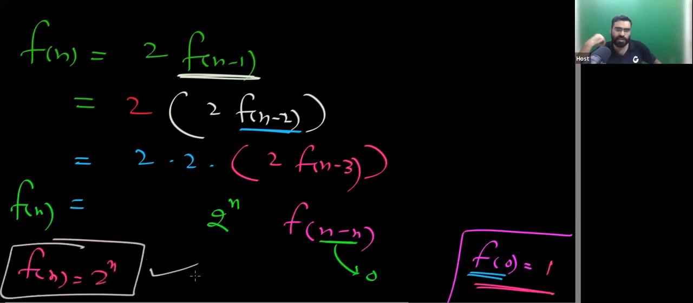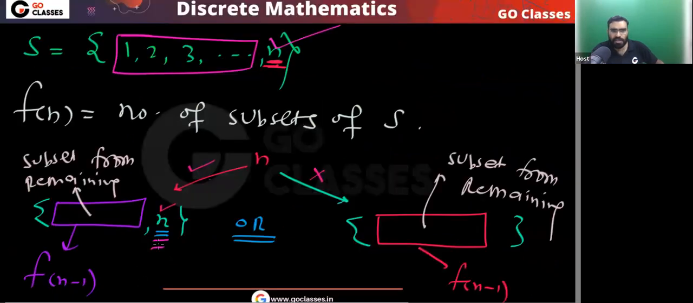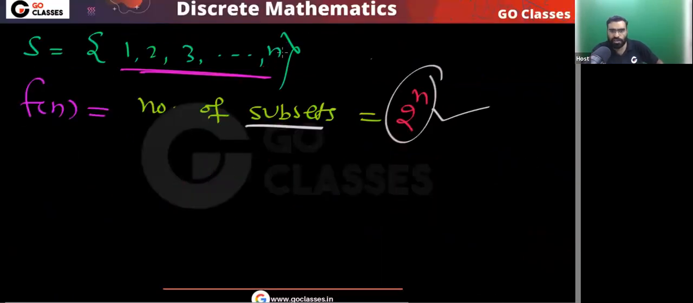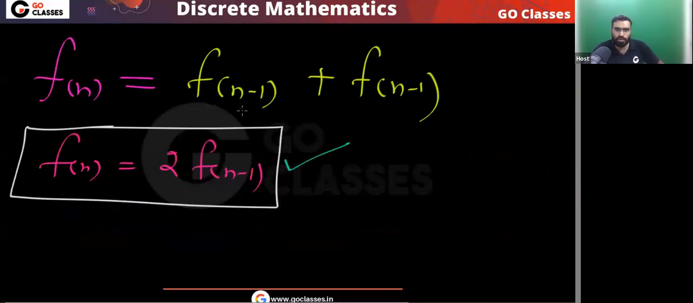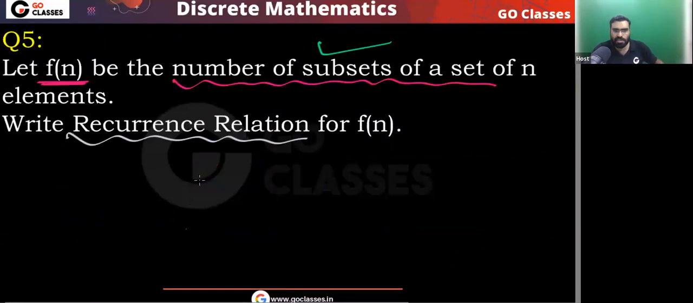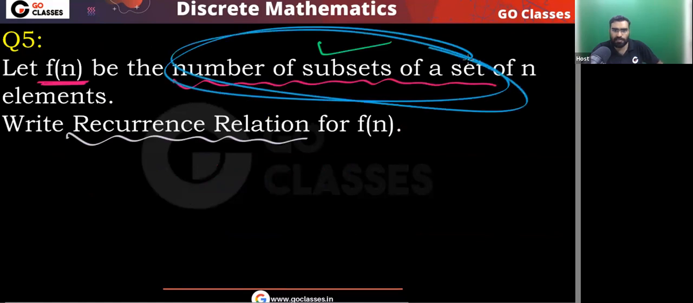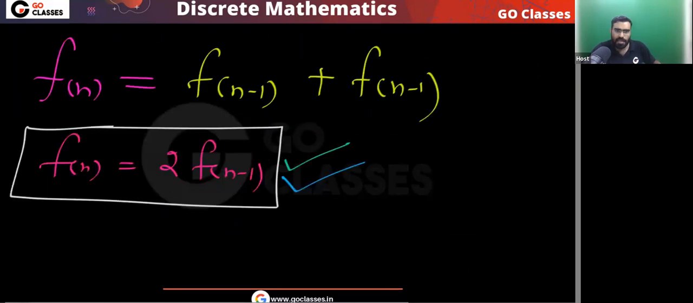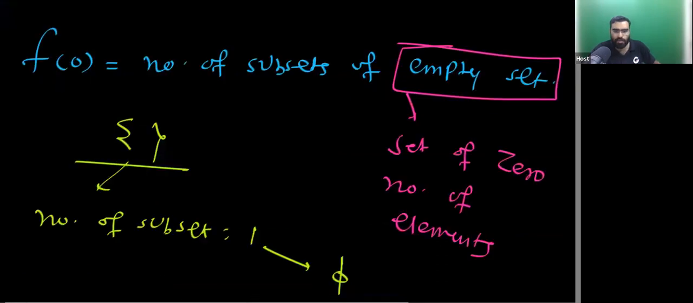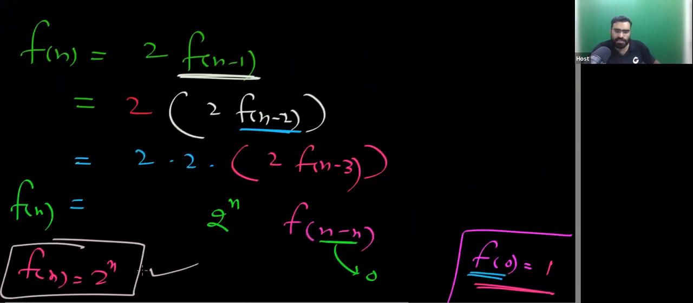This method, did you find it interesting? See, you already know the answer is 2 power n. But did you find this recurrence relation interesting? You can solve the same question recursively. The number of subsets, the same question, you can solve recursively. You can write a recurrence relation and then solve it and you will get your answer. Ultimately, you are getting the same answer, 2 power n. Please tell me, did you understand?